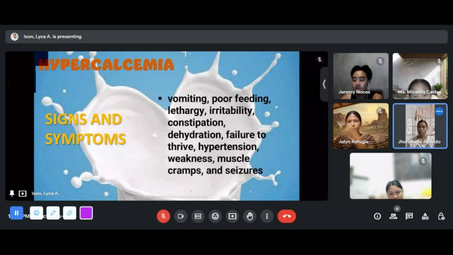So, signs and symptoms. So, ang sobrang daming calcium sa dugo is maaaring magdulot ng mga signs and symptoms like vomiting, poor feeding, lethargy, irritability, constipation, dehydration, failure to thrive, hypertension, weakness, muscle cramps, and seizures. So, if the baby has these signs and symptoms, you need to consult a doctor for diagnosis and proper treatment. Next slide.